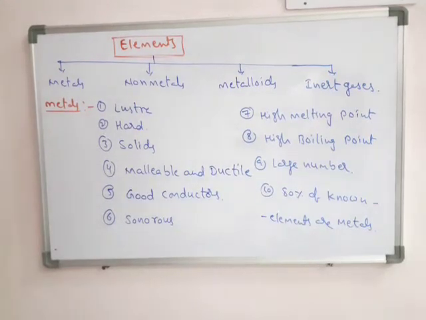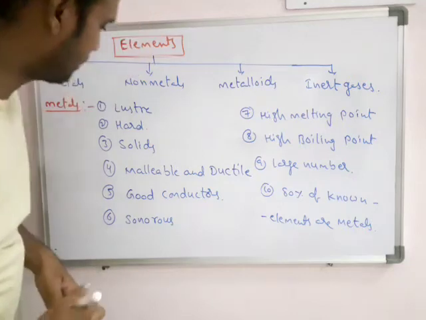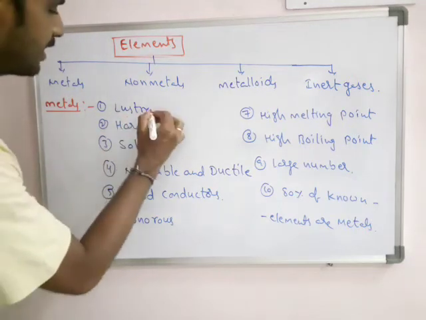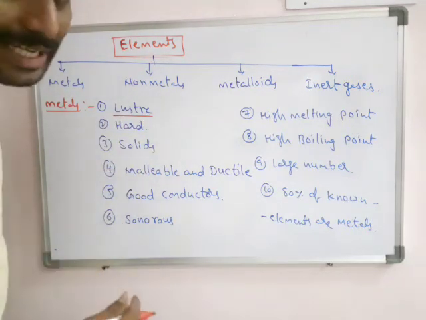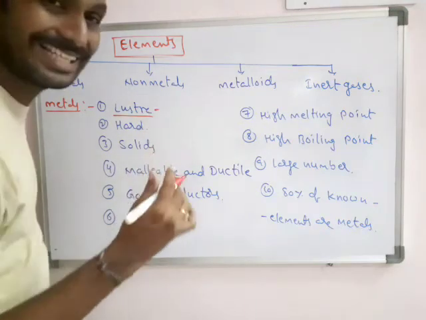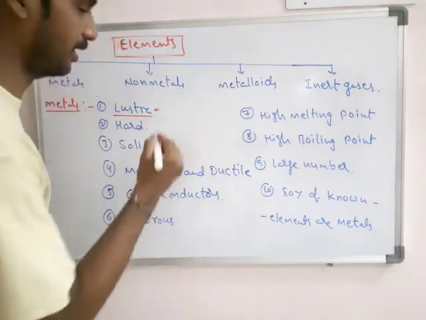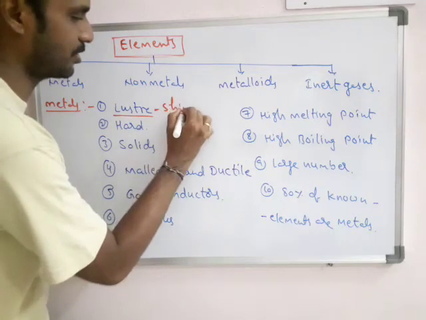Okay, see the properties of metals. Metals generally have luster. So what do you mean by luster? Luster means glittering. Glittering means shining. They have a shining nature.